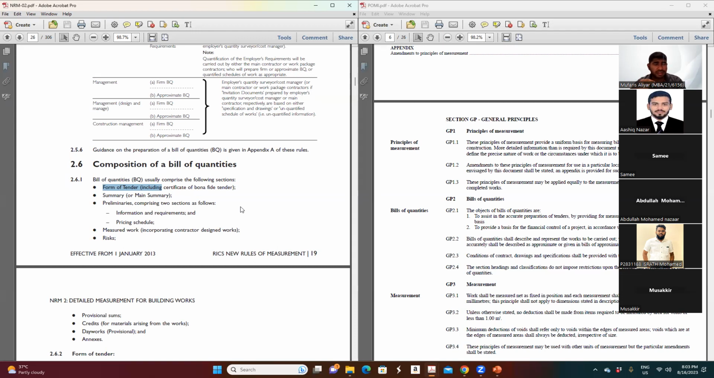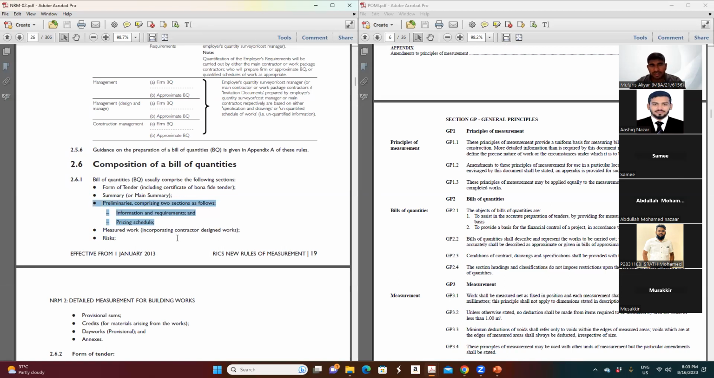I don't remember exactly what, but I can show you in the next session, or when we are studying the contracts, what the content of this form of tender is. Then the summary of the bill of quantities also comes at the end of the bill of quantities. That summary page carries everything: bill 1, bill 2, bill 3, bill 4, bill 5, and how much the amount is. And you know about the preliminaries.